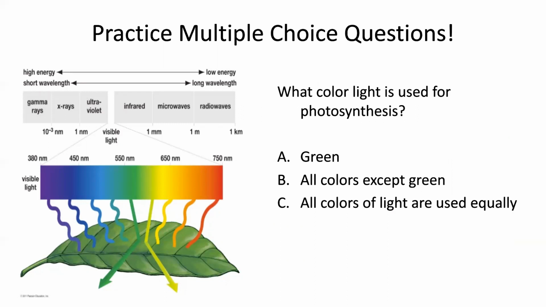If you said all colors except green, you're correct. The photosynthetic pigments absorb most colors, but don't really absorb green, and so green is reflected and refracted off of our leaf, making the leaf appear green to our eyes. So I asked in person, what's a plant's favorite color? And you want to say green because they look green to us, but really they use all the other colors to make food, and so that would be their favorite colors, everything except green.